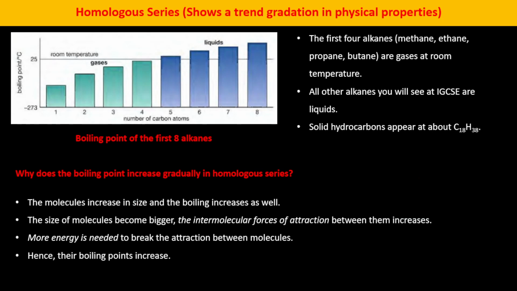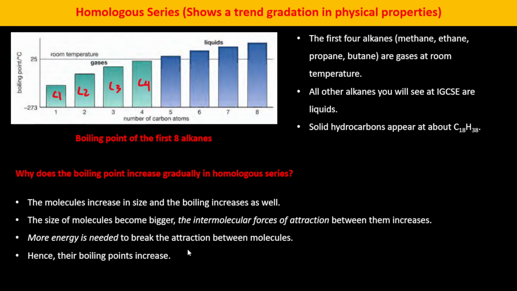Alright, so a trend in physical properties, okay? They show a similar trend in physical properties. So the first 4 alkanes, which are methane, ethane, propane, and butane, all of them are gases at room temperature, okay? Because why? Their boiling point is much lower than room temperature. That's why they exist as gases. And all the other alkanes you will see at IGCSE are going to be liquids. And sorry, hydrocarbons only become solids at about carbon 18.